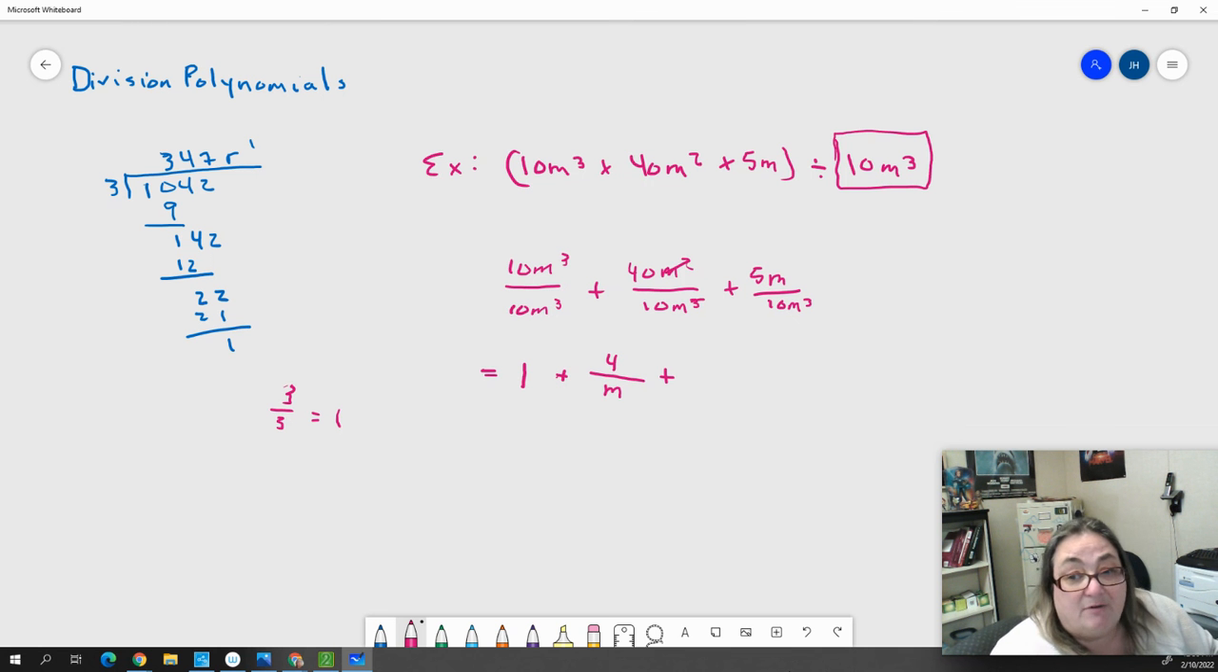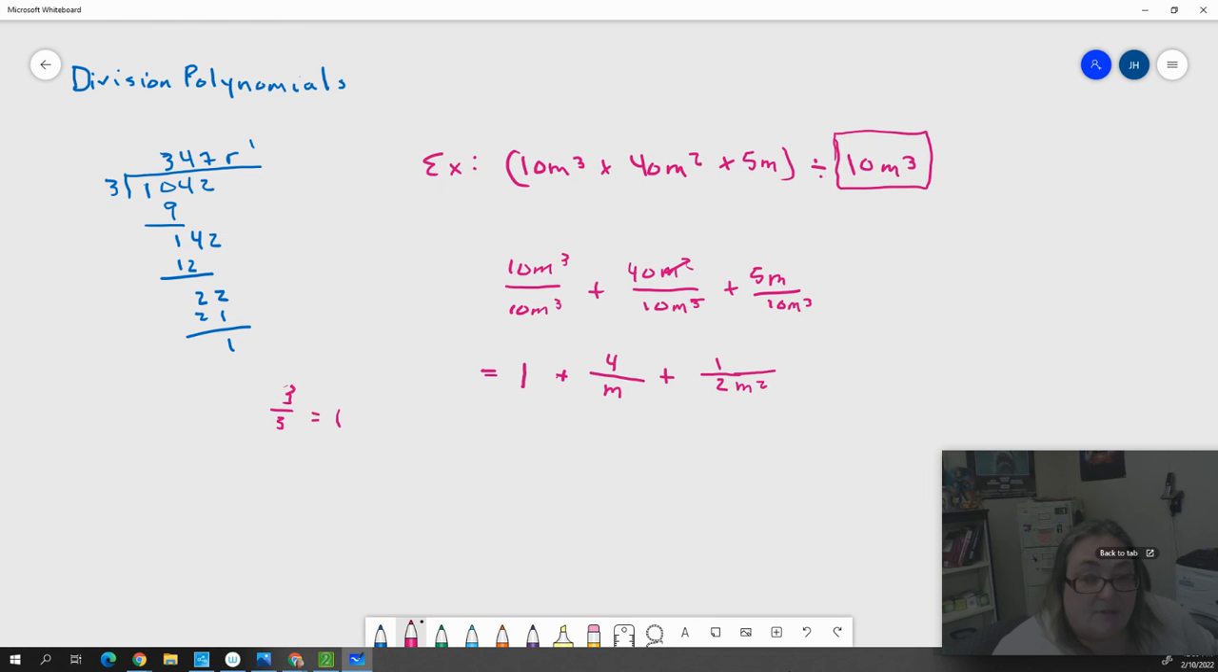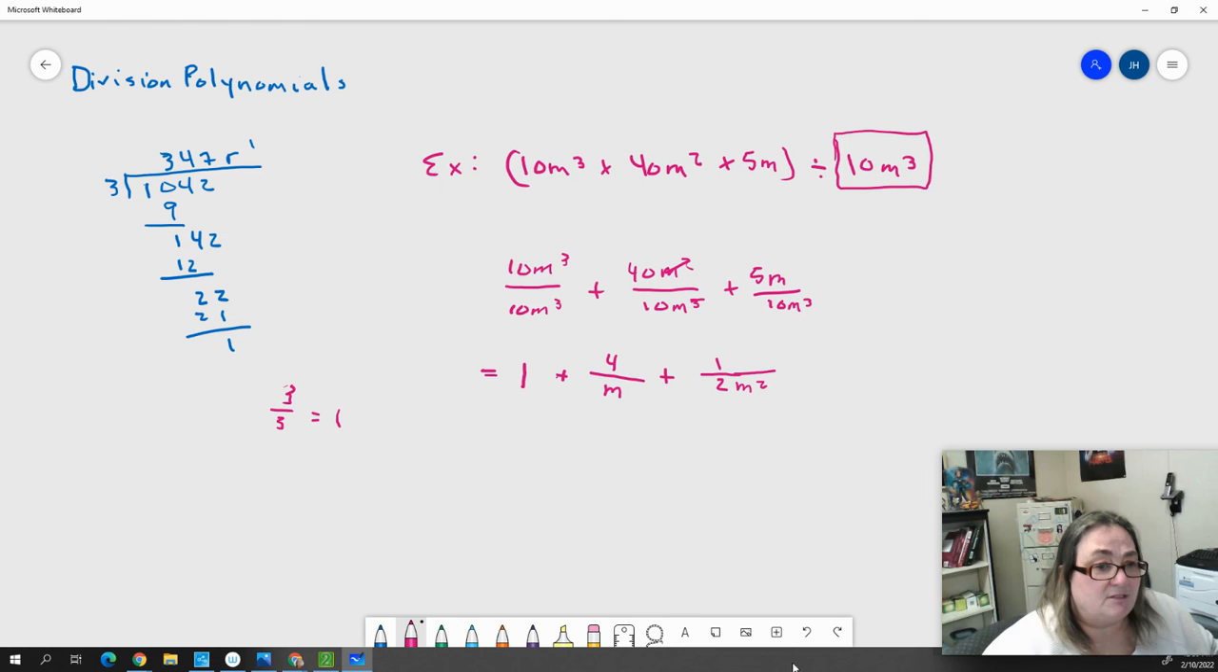Here I have 5 over 10. Well, that's 1/2, right? And then I have m over m cubed. So I would just cancel this m. Does that make a little bit of sense to you? Like we just reduced the fractions on it. Is this the solution? It absolutely is. I can't reduce this anymore.